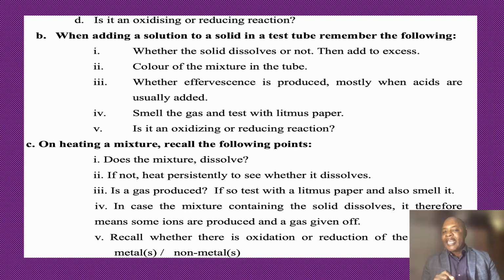C part. On heating a mixture, recall the following points. Does the mixture dissolve when you are heating it? If not, heat persistently to see whether it dissolves. If it dissolves, is a gas produced? And if so, test with litmus paper and smell it. In case the mixture containing the solid dissolves, it means some ions are produced when you are testing for cations, and a gas is given off.